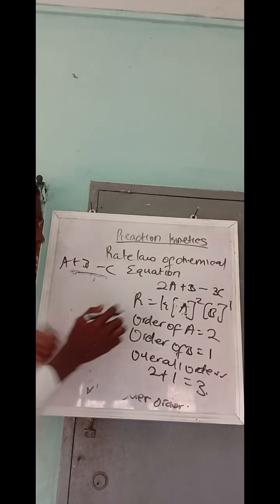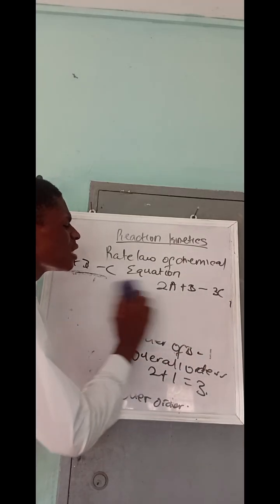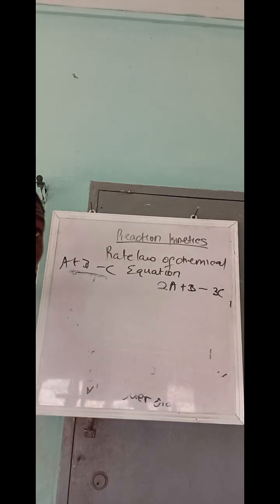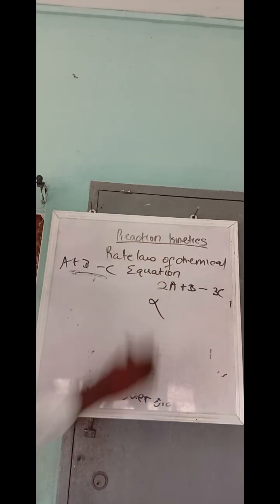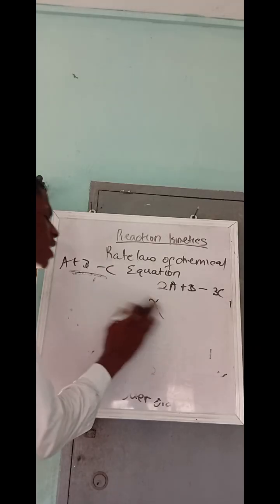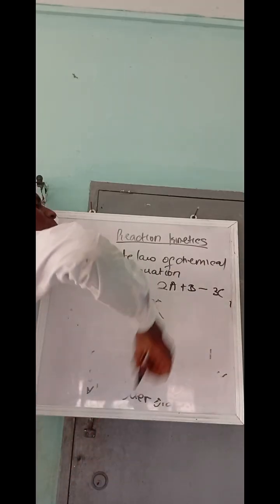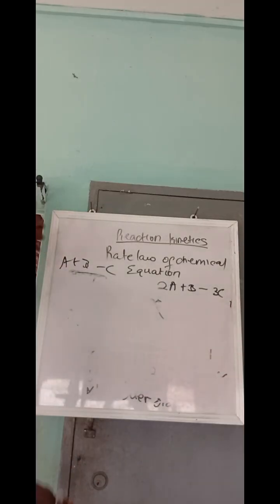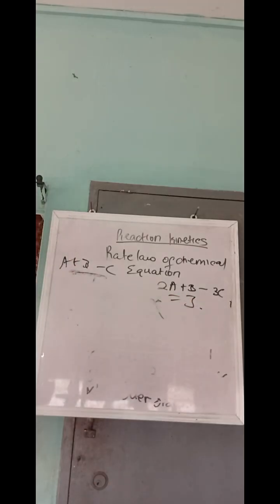So if they give me this equation and they did not put the phrase experimentally determined, or elementary step, I cannot write the rate law. That means this reaction has to undergo some processes before I can write the rate law. But I can write the molecularity. The molecularity is equal to 3. That's the difference between molecularity and order of reaction.